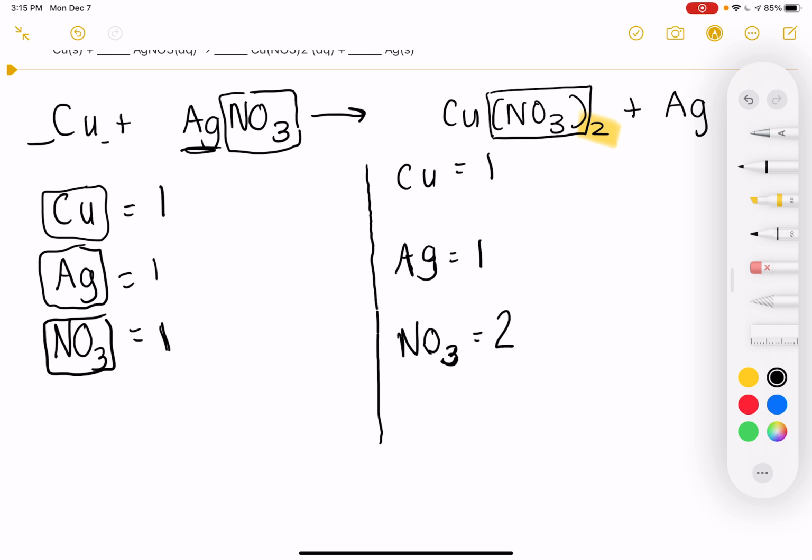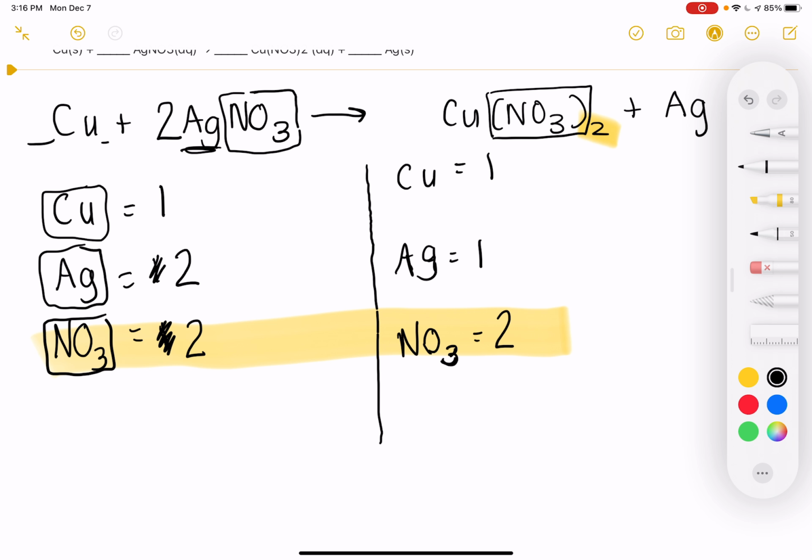Okay. So now we can balance it out. Everything's balanced except for our NO3s. So if our NO3s are not balanced, then we're going to need to balance those. We've got 2 on the right and 1 on the left. So we need to get 2 on the left. To do that, we can only put numbers in front. So we put a 2 there. That changes 2 times Ag and 2 times NO3.